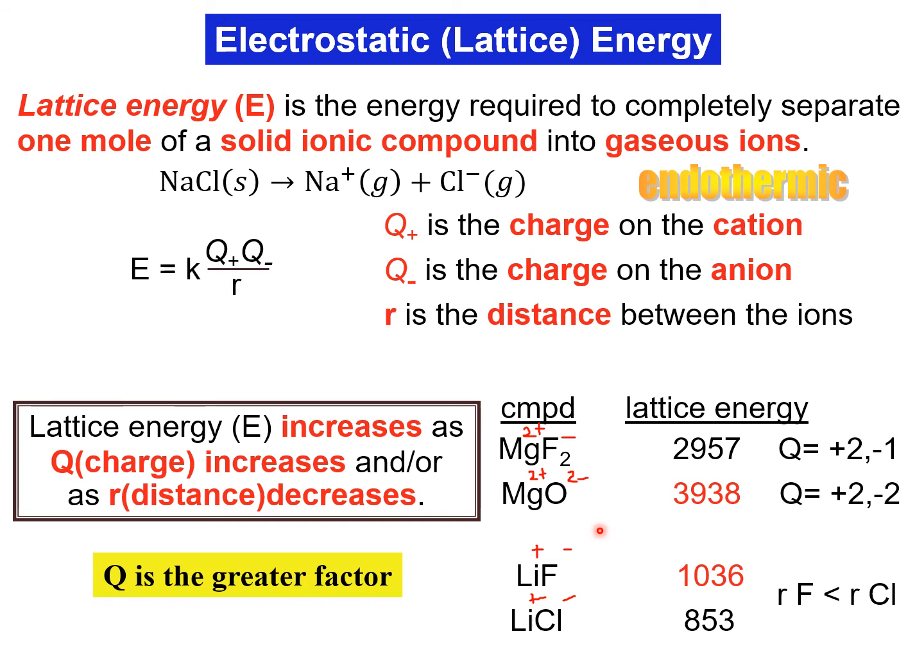Now, of these two factors, and this is a subtlety, you'll notice that the charge, Q, is the bigger factor. Between magnesium fluoride and magnesium oxide, you have a difference of about 1,000 kilojoules per mole. The difference between lithium fluoride and lithium chloride, though, is much smaller, about 150 or 200 kilojoules per mole. So think about the charges first. They're going to be the more important factor. And then if you need a tiebreaker, the distance between the ions, which you can approximate using the ionic radii, will be the tiebreaker.